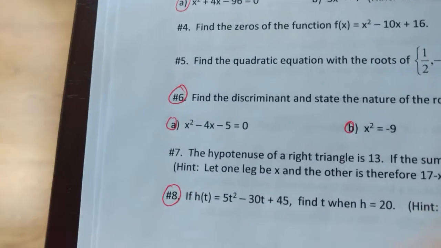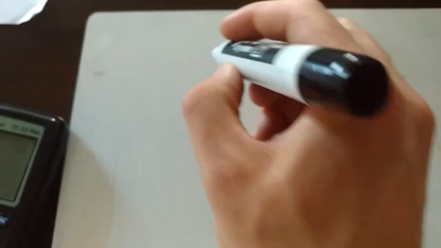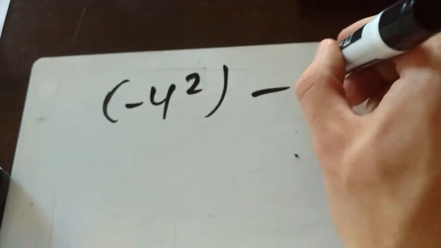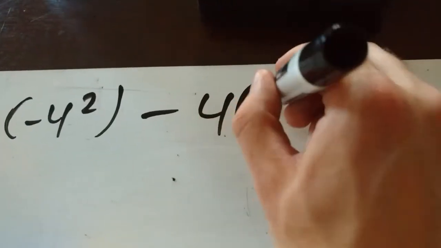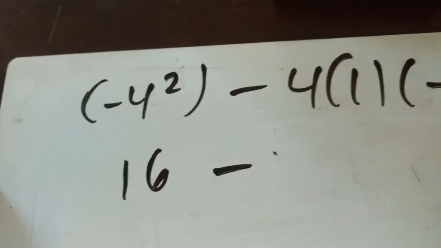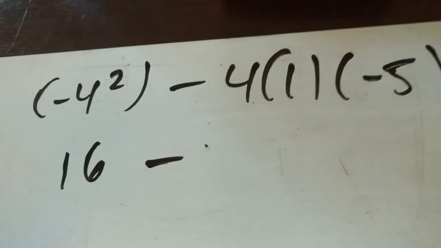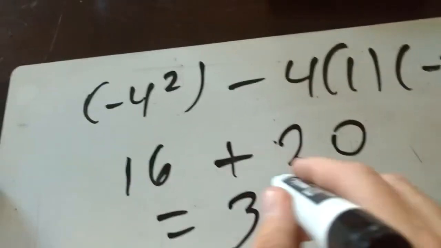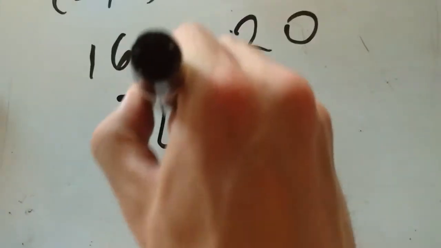So let's just find the discriminant of this first one here, x squared minus 4x minus 5. We're just going to go b squared minus 4ac. In this one it says negative 4 is b, so we'll go negative 4 squared minus 4 times a times c. Well, a is 1 and c is negative 5. So negative 4 squared is going to give us 16, minus 4 times 1 times negative 5 is going to be minus negative 20, so plus 20, which is going to give us 36. Now that right there, that's our discriminant.